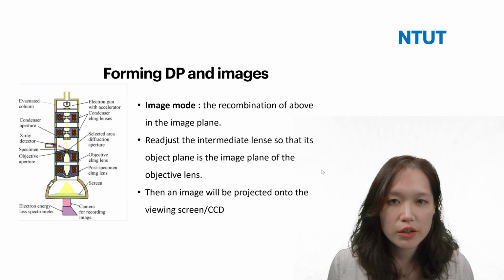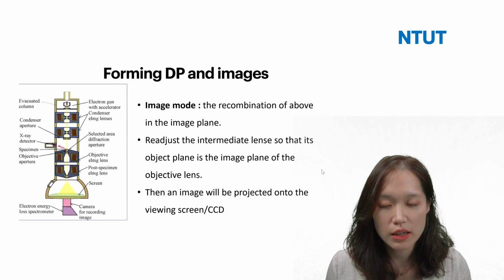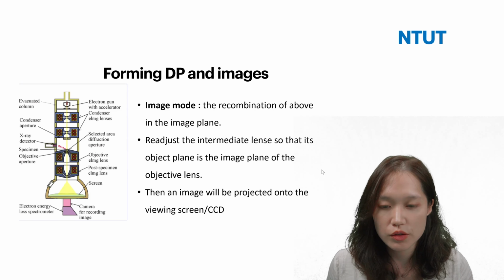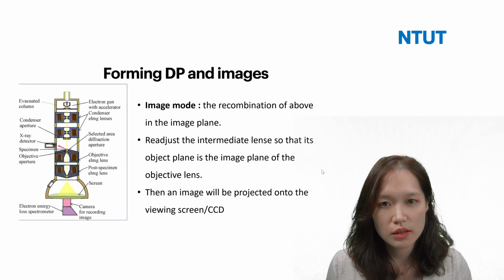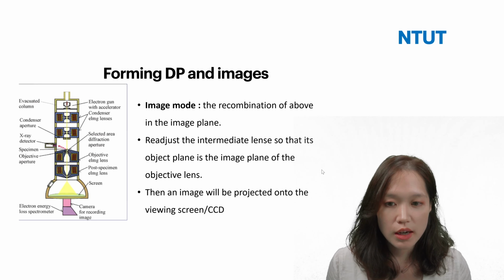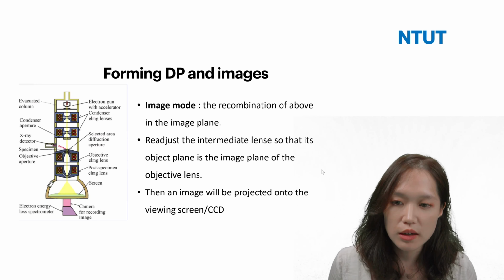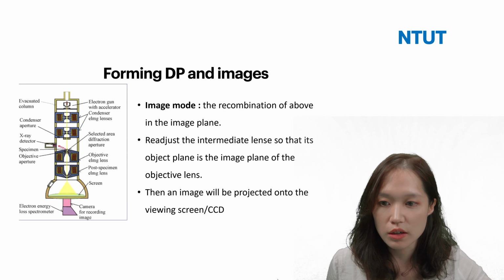This is a really big mouthful, I understand. So probably you guys need to go back and learn the general physics of how lenses work before your head explodes trying to understand how this works. Again, the image will be projected onto the viewing screen or the CCD. Nowadays, the viewing screen and the CCD are probably a monitor. Back in the old days when I was doing it, it was a fluorescent screen, so you looked like Halloween all over again. But you guys are lucky now. It's just a monitor nowadays.